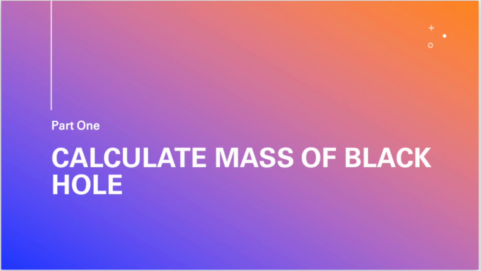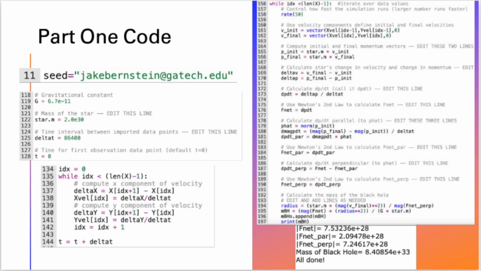Moving right along, we have part 1, in which we calculate the mass of the black hole. After plugging in my email to assign a random seed generator, we put in some constants, as seen in the first line of code, and then establish our first if statement, as seen in the second. Going down sequentially in the code on the right, we first convert velocity into momentum because it's a necessary step in order to calculate the net force.